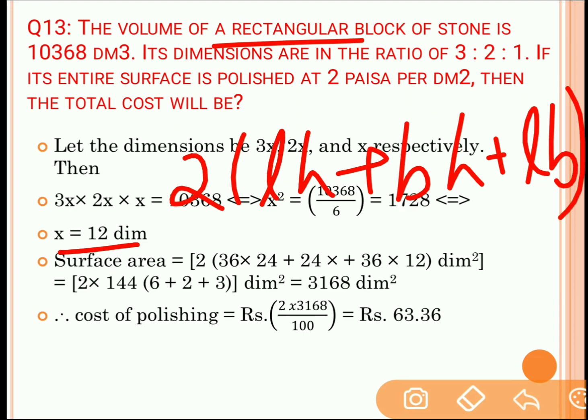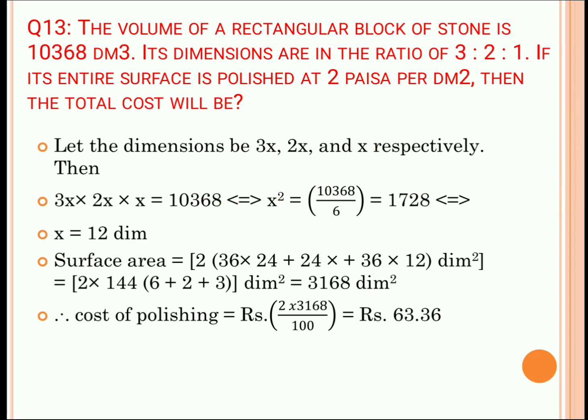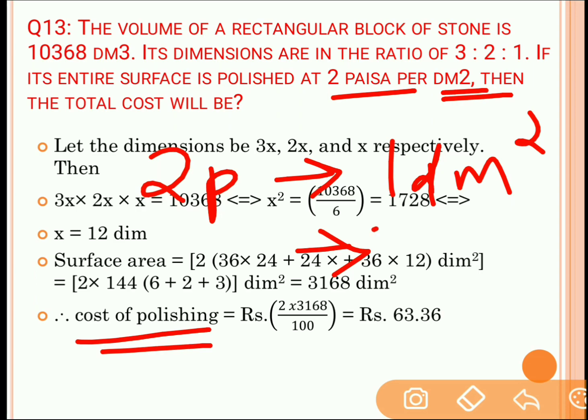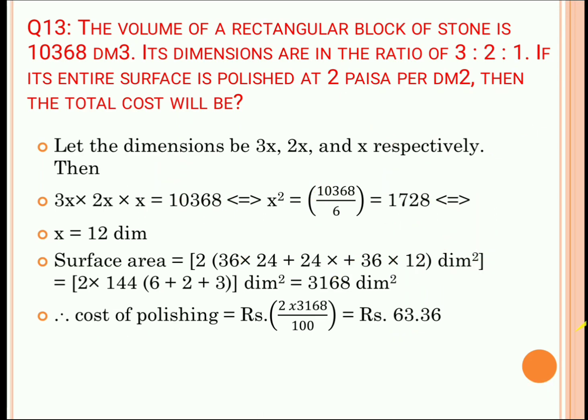Now we have length, width and height as 3x, 2x and x. x we know, so from this we can find out the surface area. So surface area is 3168 dm square. Now the cost of polishing is 2 paisa per dm square. So if it is 2 paisa for 1 dm square, then for 3168 dm square, what is the cost? So simply we will cross multiply. So you will get the answer as 2 into 3168 upon 100, and that will be equal to 63.36 rupees.